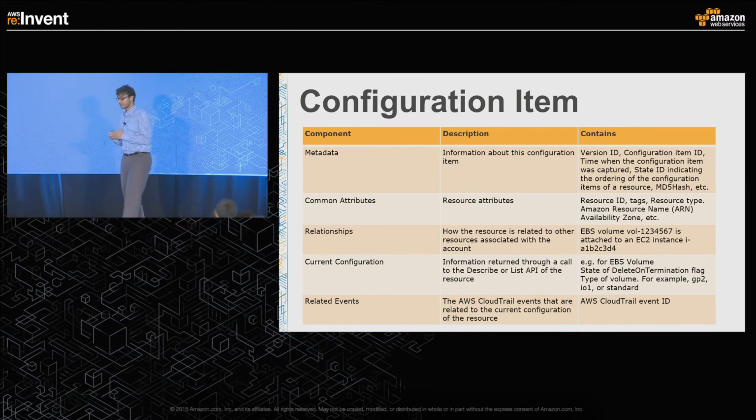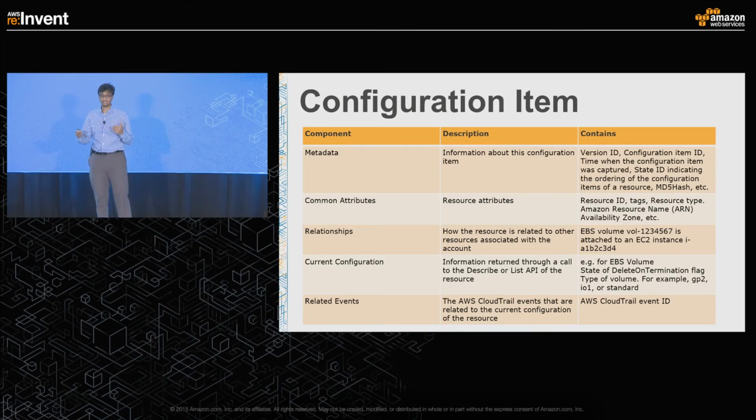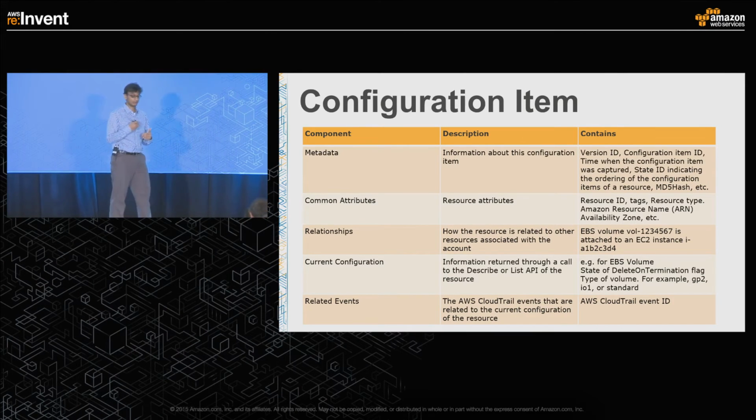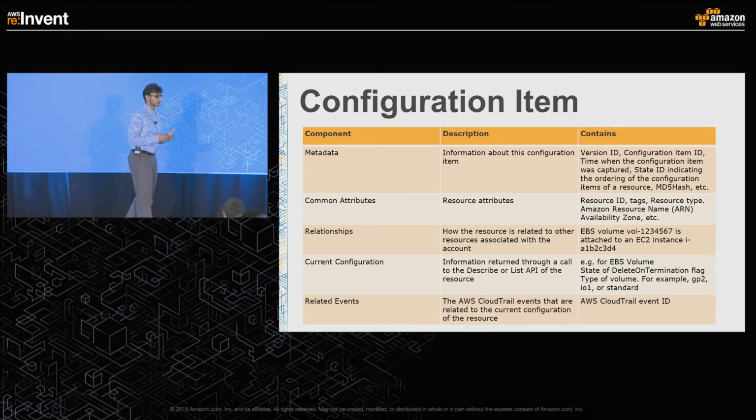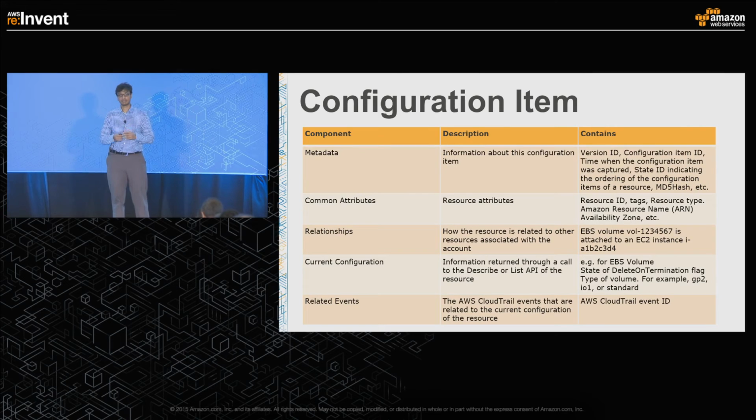The configuration item consists of 5 different fields. It consists of metadata, which gives you details about the configuration item, such as version, the ID, and the time it was captured. It contains common attributes for these resources, so things like tags, availability zones, account ID that provisioned this resource. All of this is available in the common fields, regardless of what resource it is.